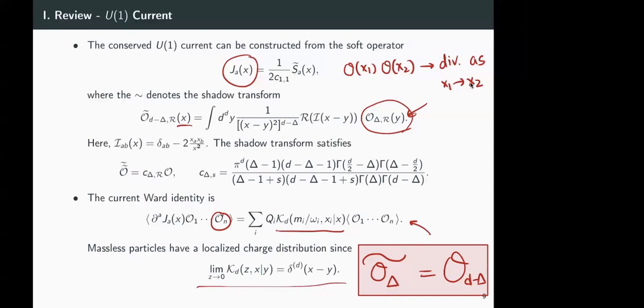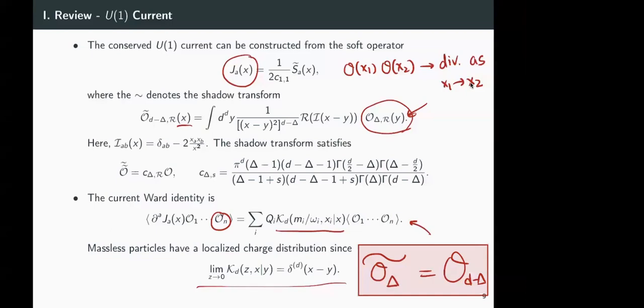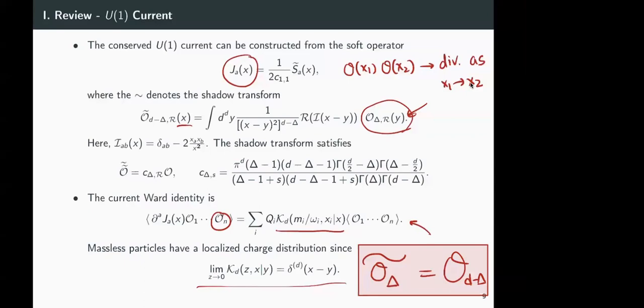So Prahar, one probably related question or comment. If you have this kind of Ward identity for standard operators and you get delta functions on the right hand side, now if you instead insert shadows of those operators, then doing this transform you would expect not delta functions but some power laws, probably. Exactly. Is that what you get there also? That's what you get. That's perhaps the best way to explain. Okay. Fine.